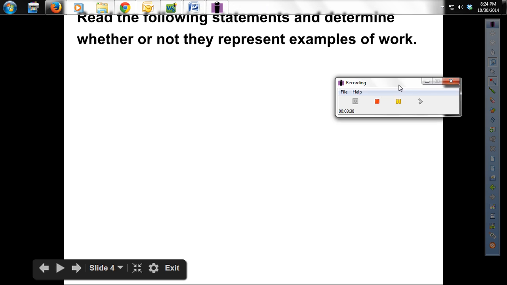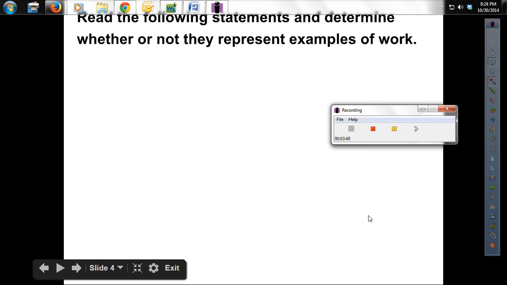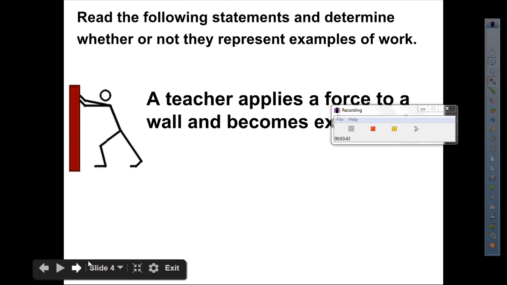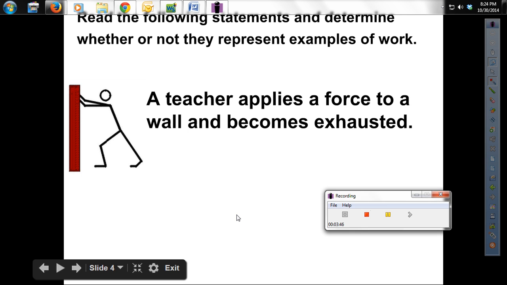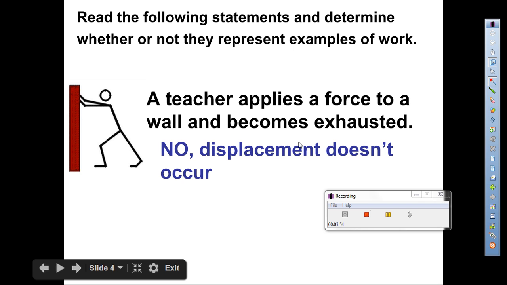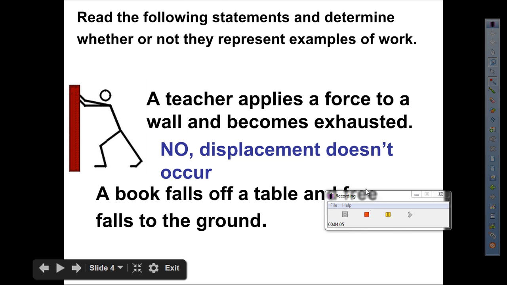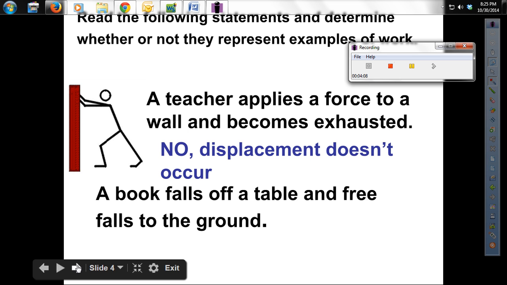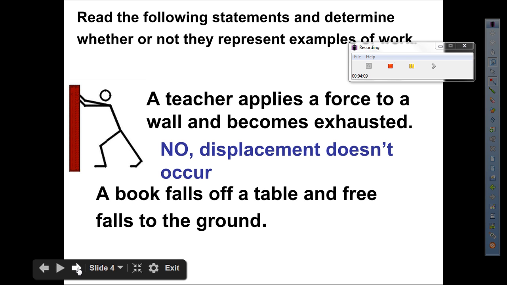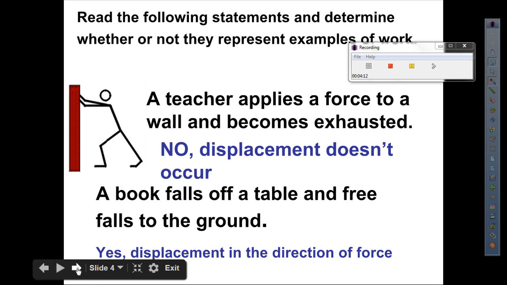It says read the following statements and determine whether or not they represent examples of work. So a teacher applies a force to a wall and becomes exhausted. Force is applied, no movement occurs, so no work is done. Next statement is a book falls off a table and free falls to the ground. So gravity is doing work because there is a displacement in the direction of the force. Gravity is pulling it down, it's moving in that direction, so work is done.